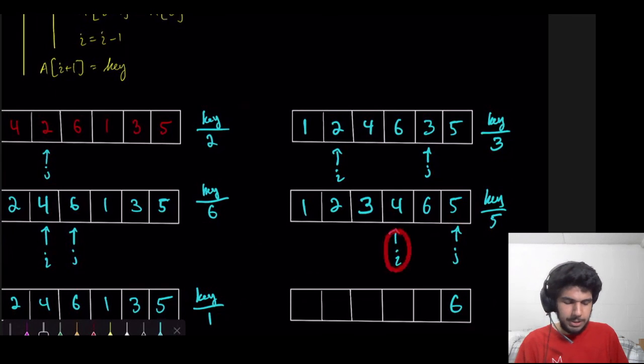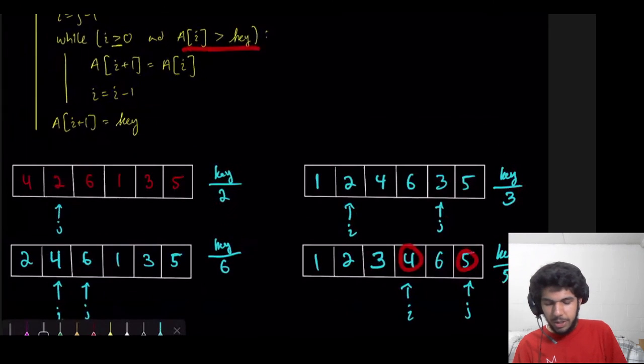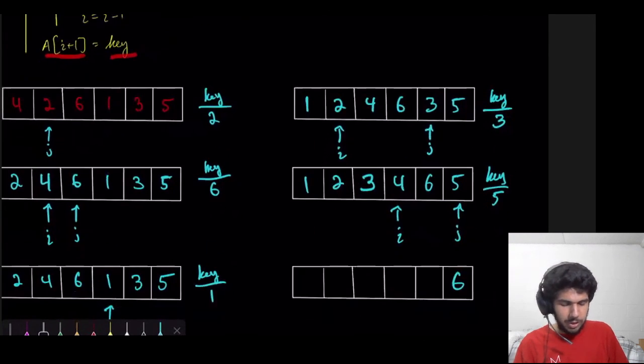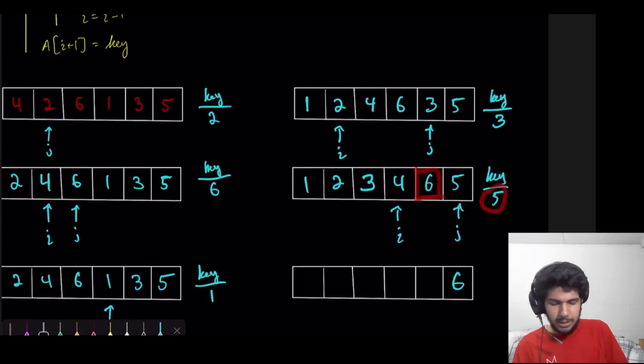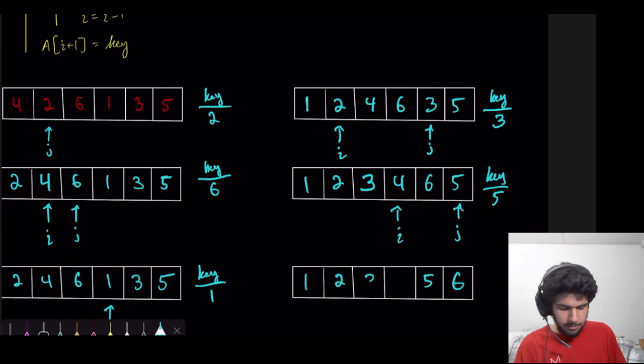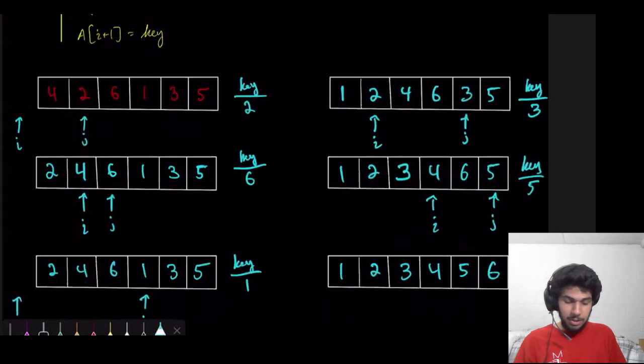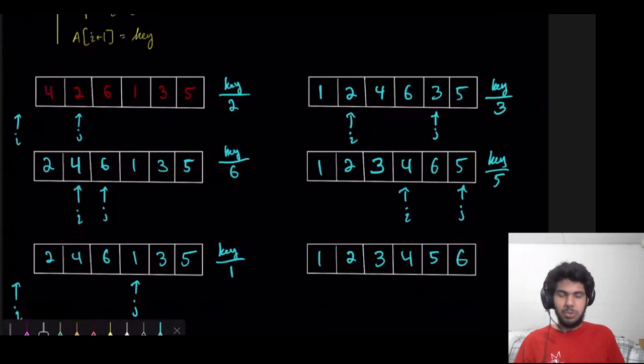I is greater than or equal to 0, but now 4 is less than 5, so we escape the while loop, and then we set a of I plus 1 equal to key. So a of I plus 1 would be this box right here, and our key is 5. So we set this equal to 5, and then everything else follows suit. And we see that, okay, now we have finished sorting the array. We finished the for loop because j got to its maximum position, and sure enough, we are in sorted order.